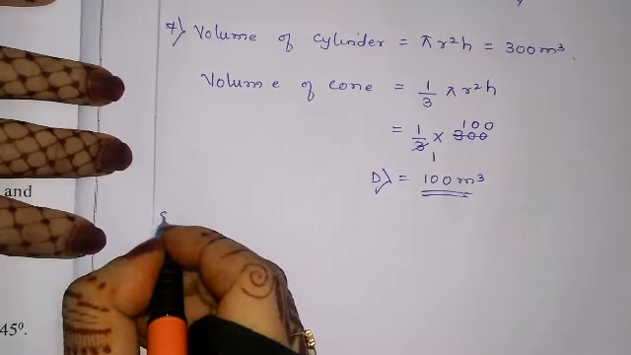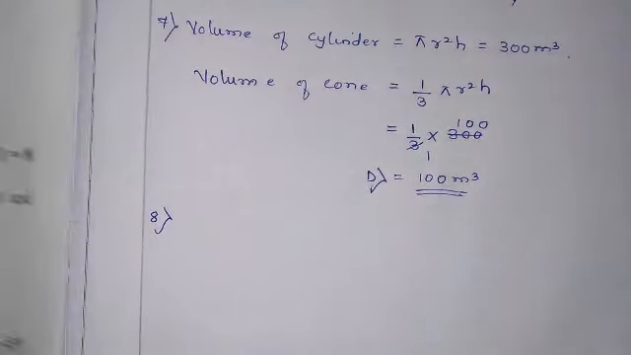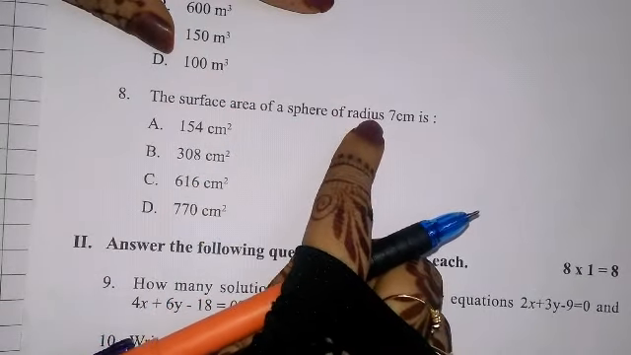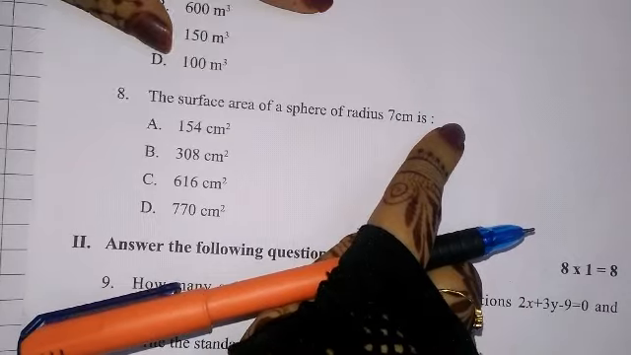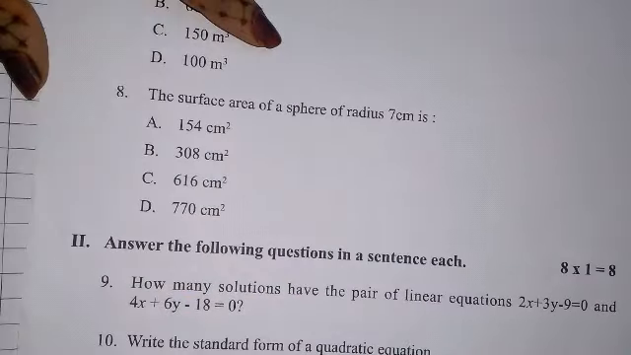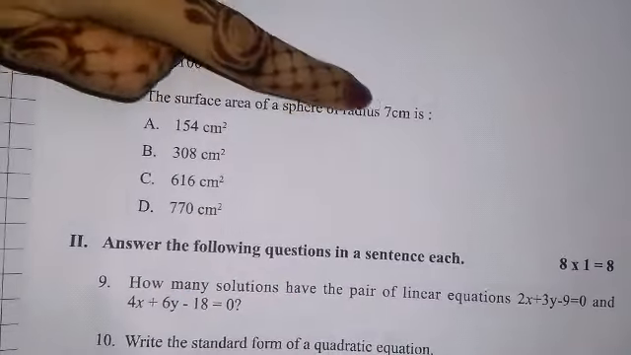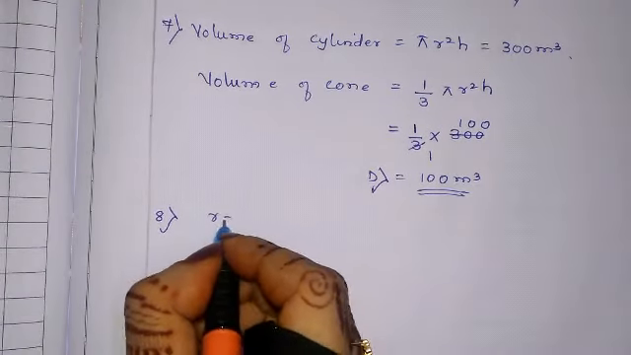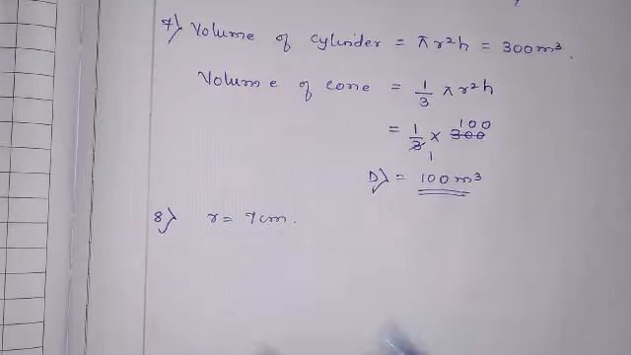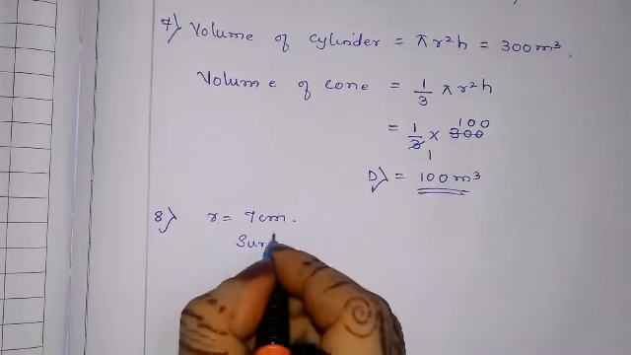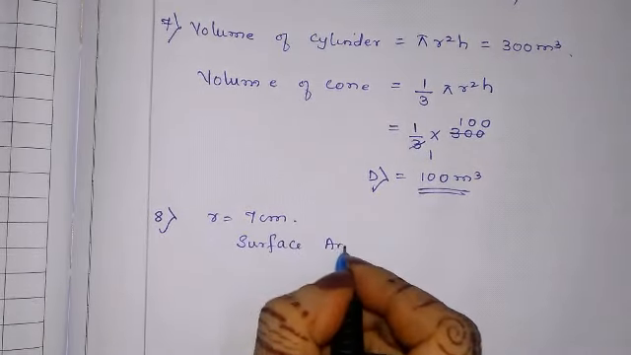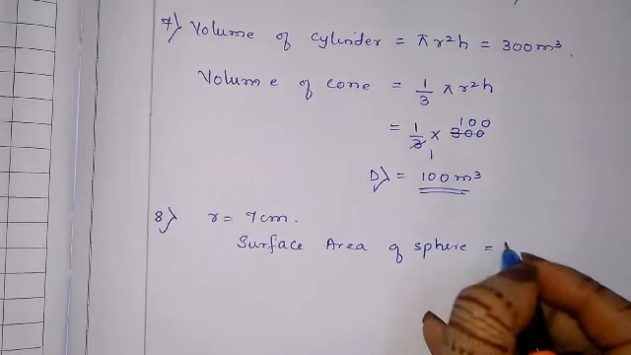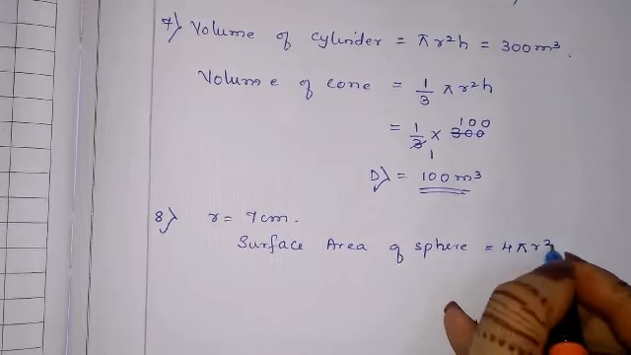So the question number 8 now. The surface area of a sphere of radius 7 centimeter is... So here we have to find the surface area of a sphere of radius 7 centimeter. We know that the surface area of a sphere is 4 pi r square.